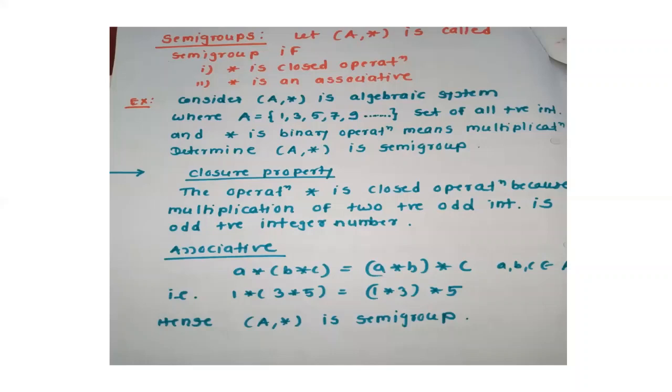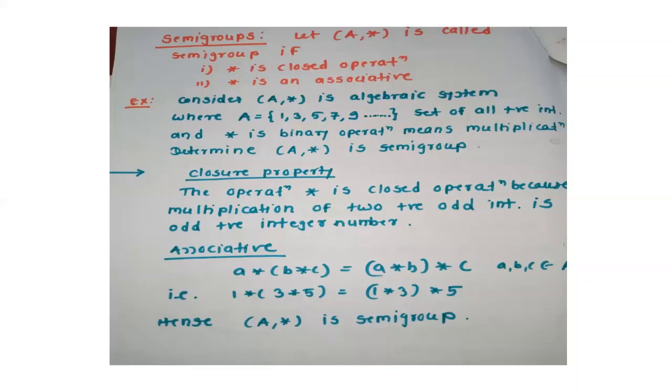That is the set of all positive integers, and star is a binary operation, meaning multiplication. Determine whether (A, star) is a semigroup. Here the set A contains all positive odd integers. So we have to satisfy two properties: the closed operation, or closure property, and second, associativity.